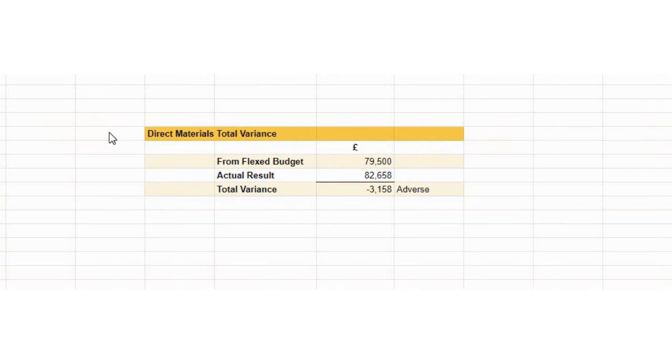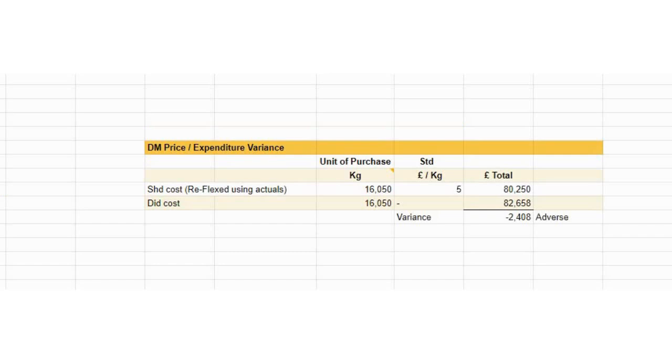To see the direct materials total variance, we take the value of the materials that should have been paid for from the flexed budget and we compare it with the actual result, and this is where we see the £3,158 adverse variance that we saw in the table. So we're going to analyze the total variance and it's going to be analysed into the direct material price, also known as expenditure variance, and also the second analysis will be the direct materials usage variance.